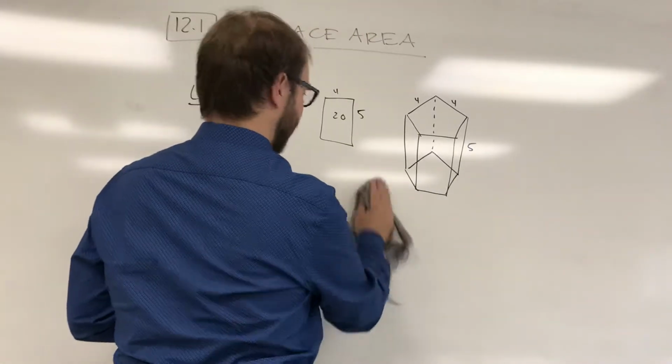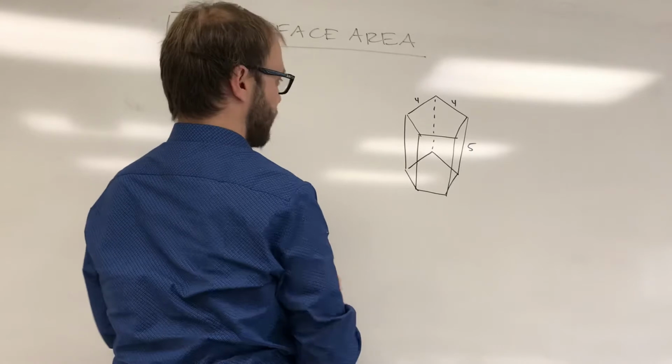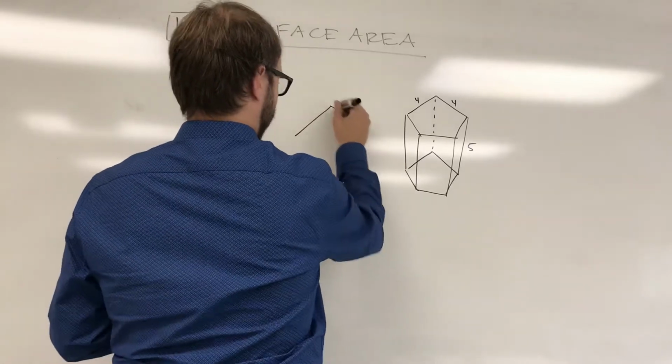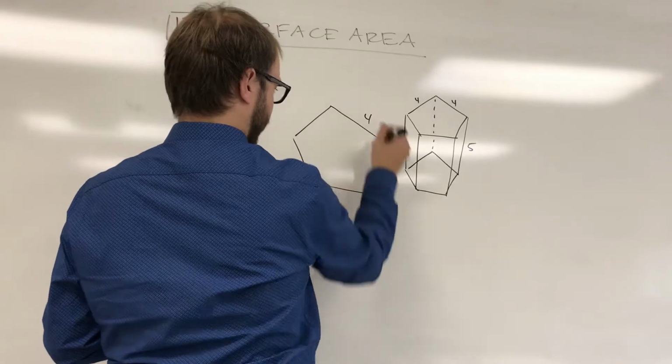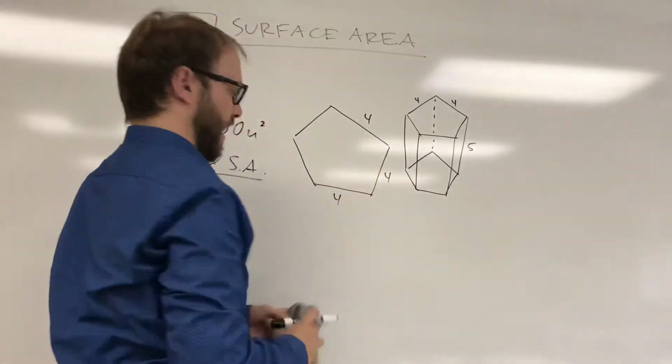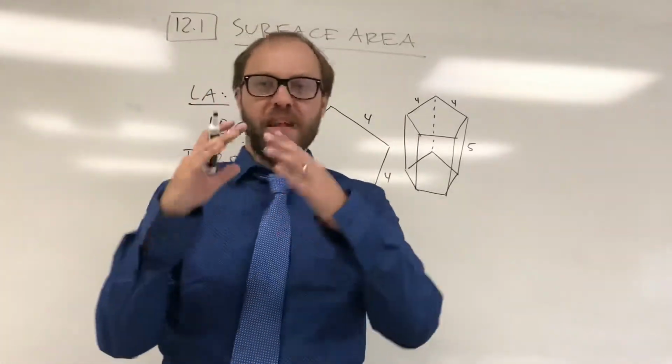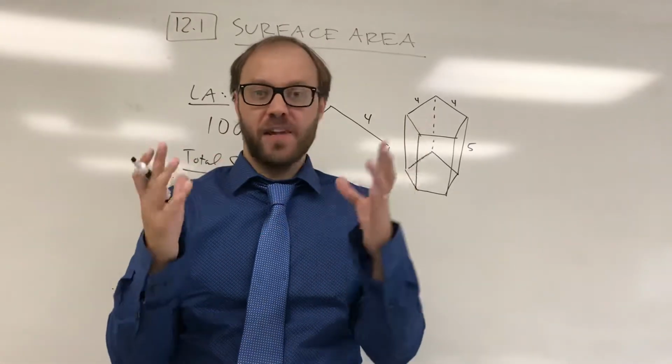They do not break up into equilateral triangles. So if I have a pentagon, I'm going to blow this up just a little bit so you can see it really well. If I have a pentagon with side lengths of 4, you could break this up into triangles. They just aren't equilateral triangles.